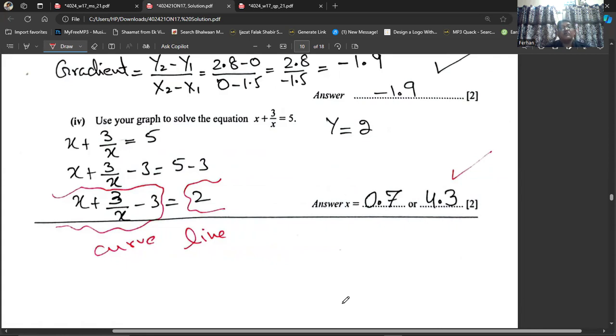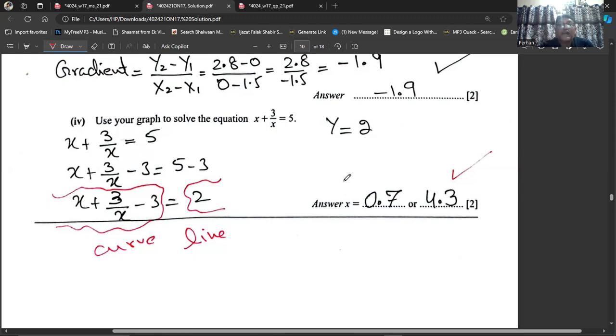So what we will do: x plus 3 by x equals 5. I will subtract 3 on both sides. Why am I subtracting 3? Because on this side, to make the expression for the curve, I need minus 3. So I've subtracted 3 here, and I subtracted 3 on this side also. So you will have x plus 3 by x minus 3 equals, here you are left with 2. So this left side is the equation of the curve, and this is the equation of that line. So y equals 2.